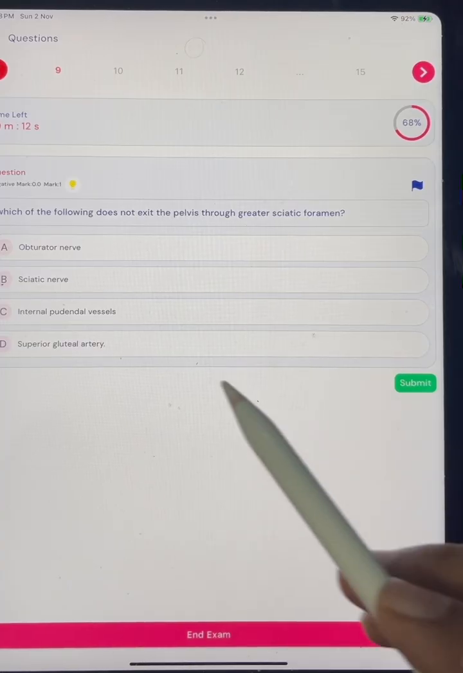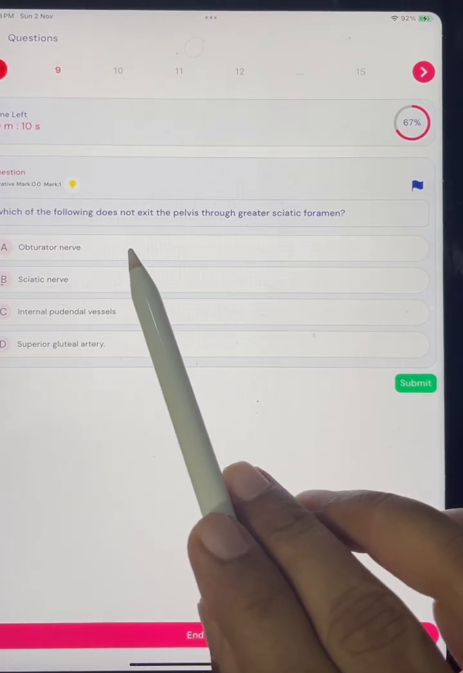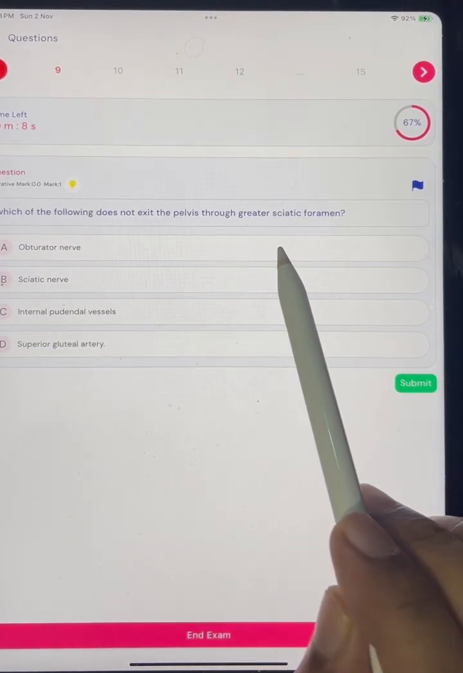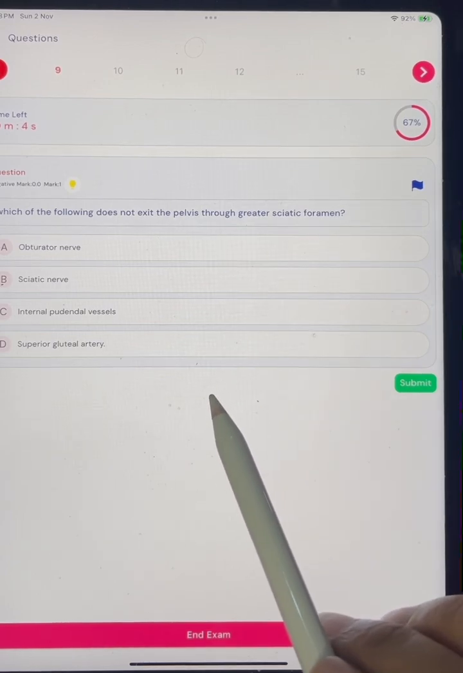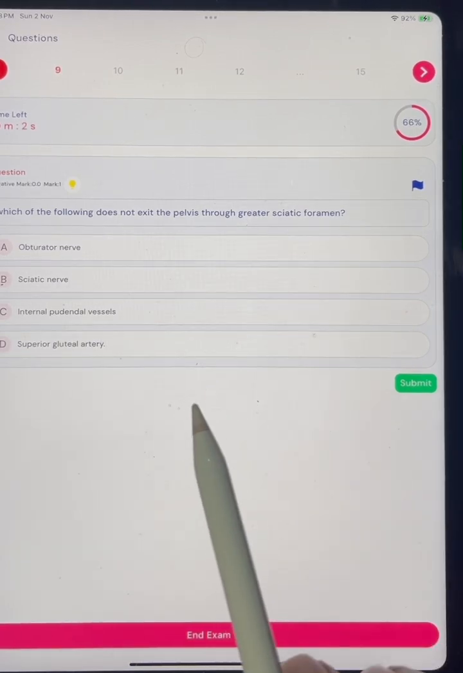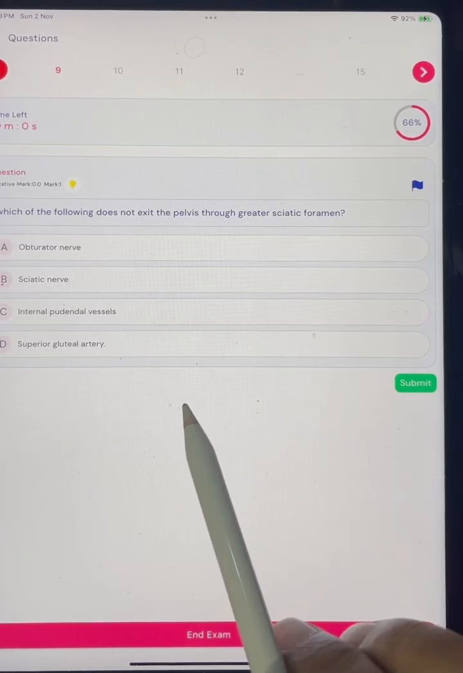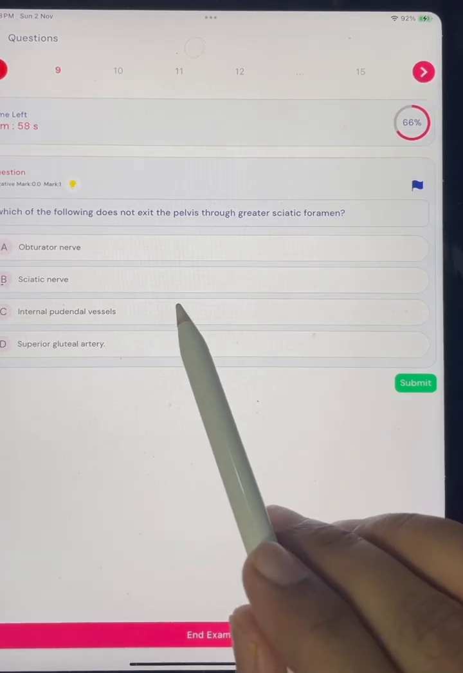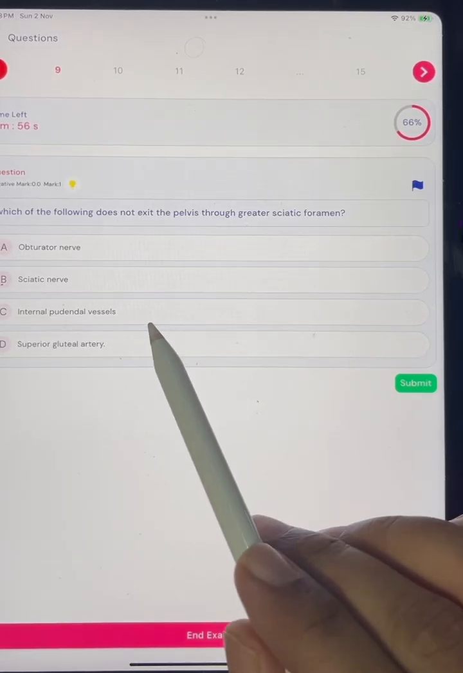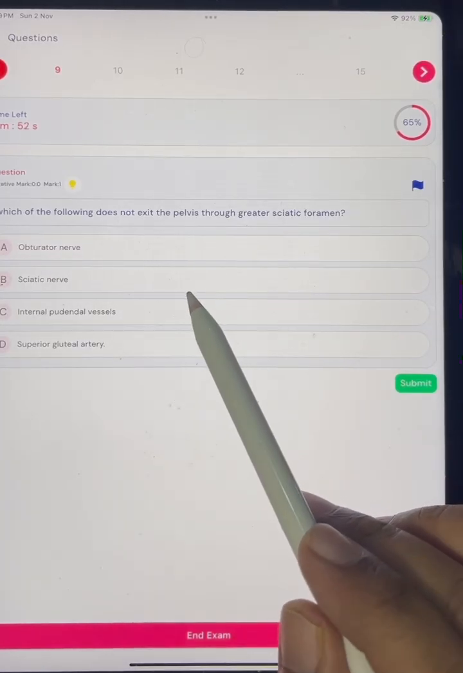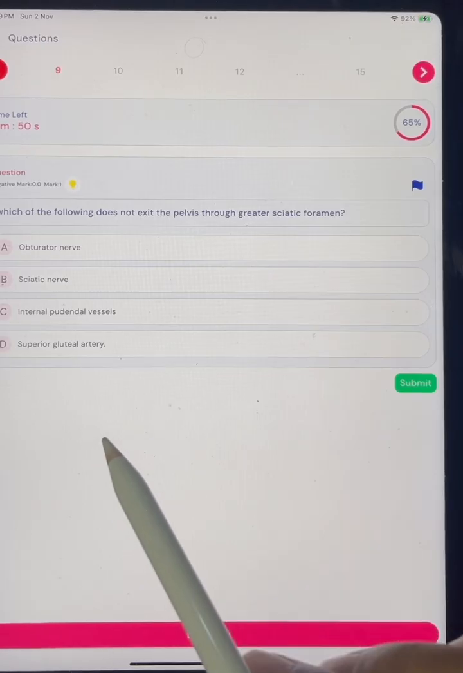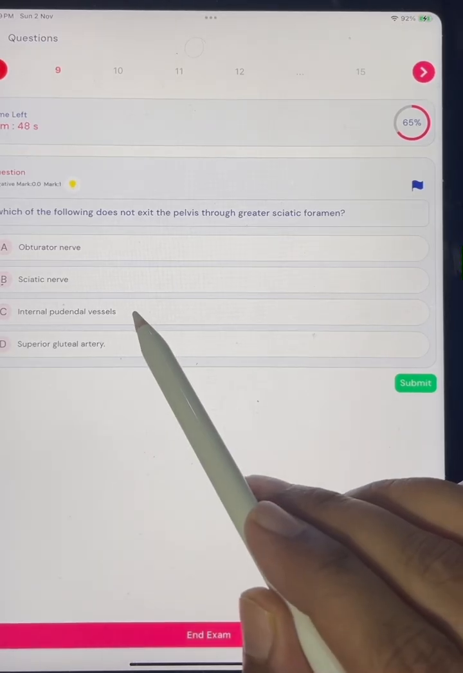Let us see. Which of the following does not exit the pelvis through the greater sciatic foramen? Sciatic nerve, internal pudendal vessels, superior gluteal. I think obturator or internal pudendal vessels.